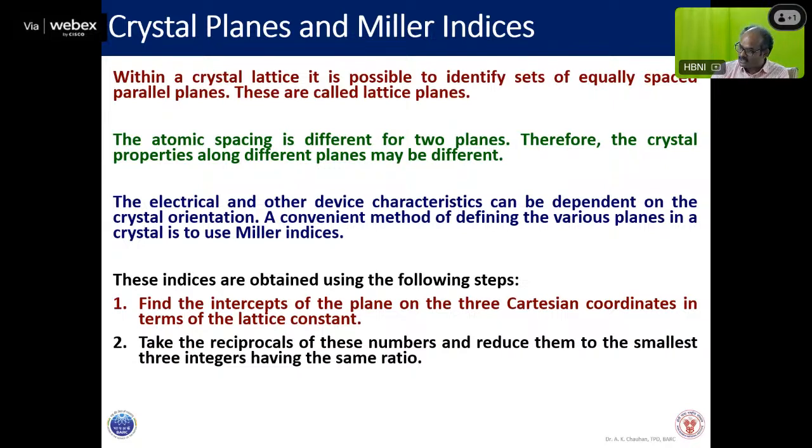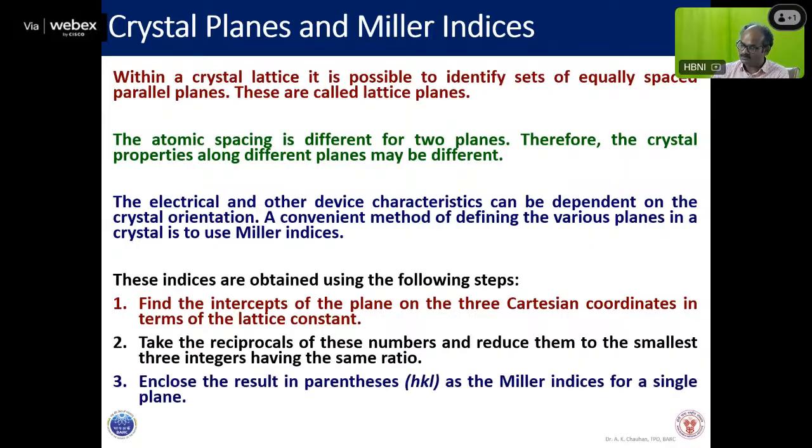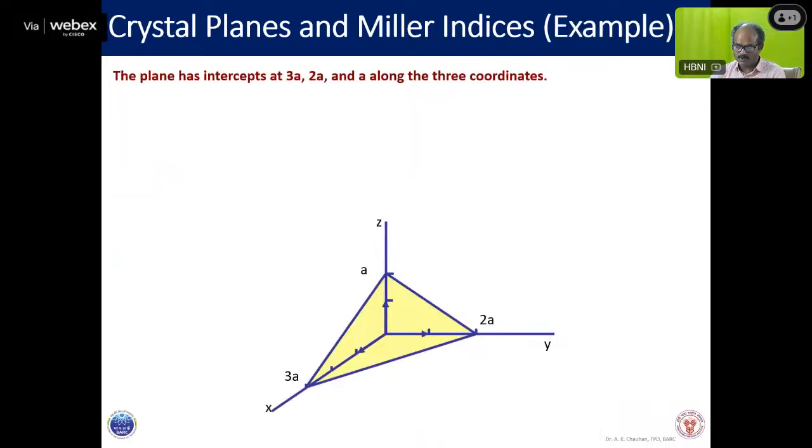having exactly the same ratio. So the ratio is not changing. You multiply with some number, generally the LCM, so that you have the smallest possible set of integers, and then enclose that in parentheses. These are called h k l, and these are the Miller indices. I will give one example, very briefly, to show how to find a Miller index.